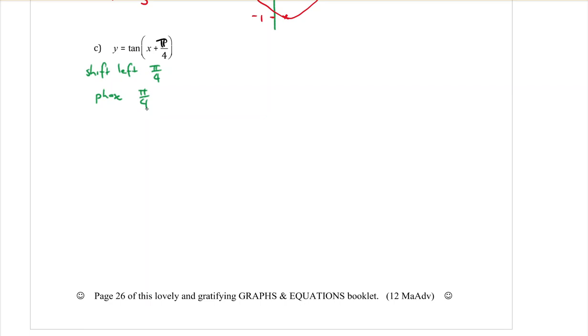All right, so let's think about this. My original graph.